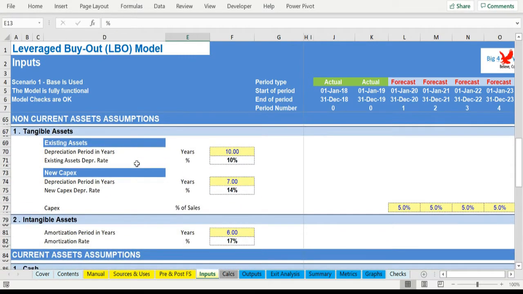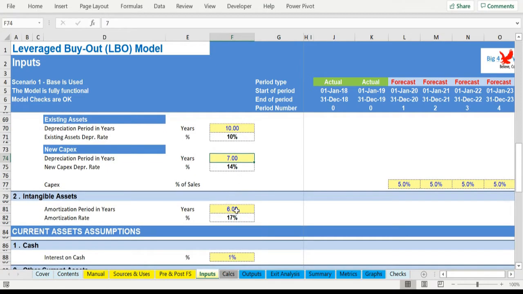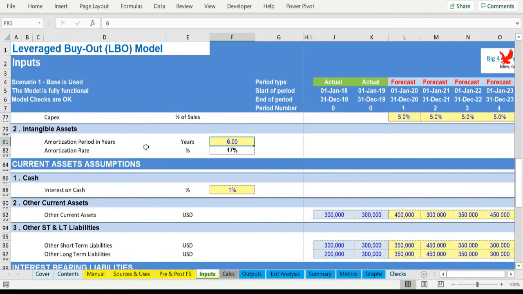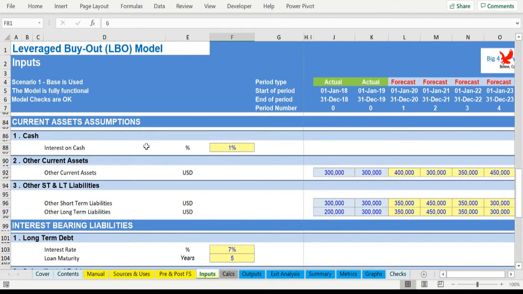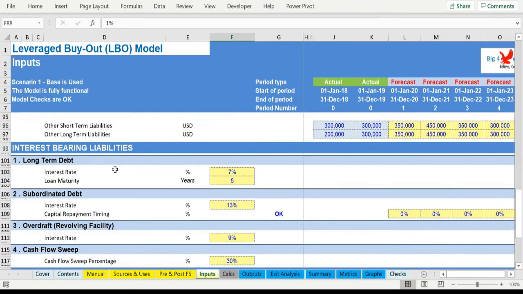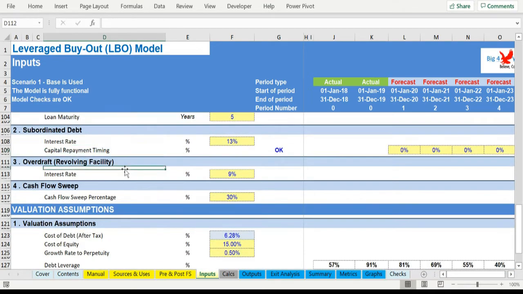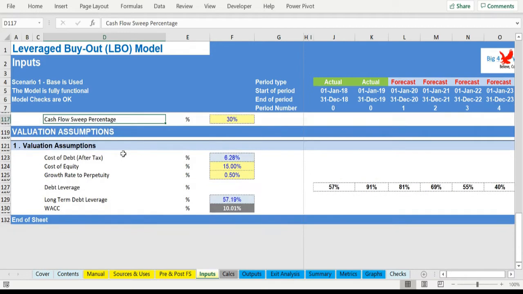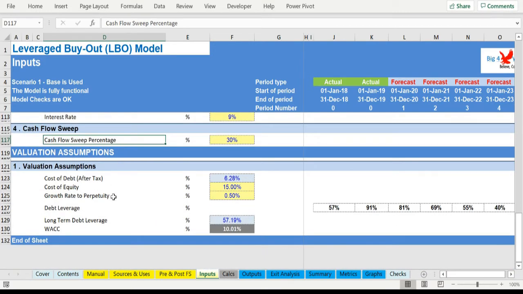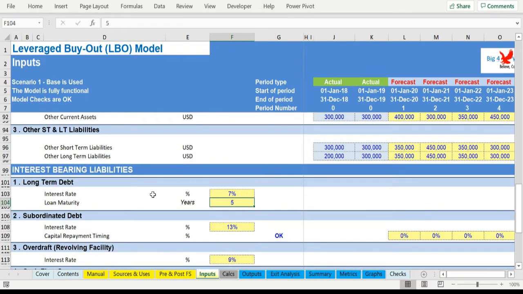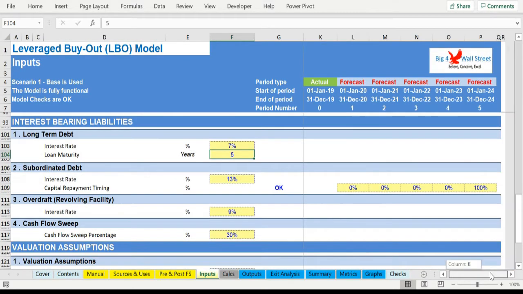The following assumptions are common to all scenarios, such as depreciation, amortization period in years, for both tangible and intangible assets, interest on cash and loans, term loan, sub-debt, and overdraft, cash flow sweep percentage, cost of equity and growth rate to perpetuity. The term loan is amortized over a set number of years as per the user input, while the sub-debt capital repayment has a yearly percentage repayment which is defined by the user. Currently the entire capital is repaid at the end of year 5.